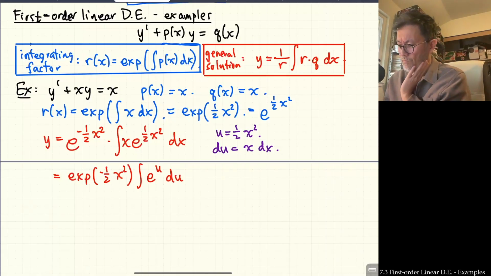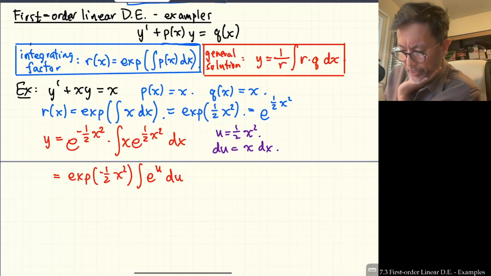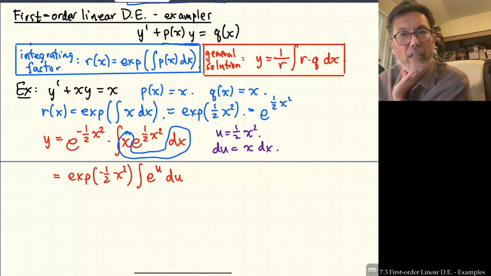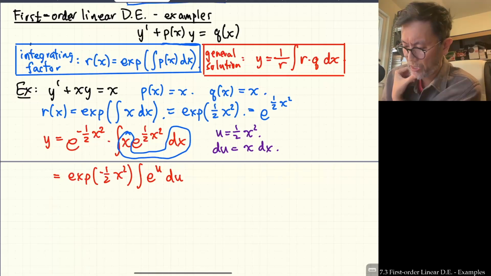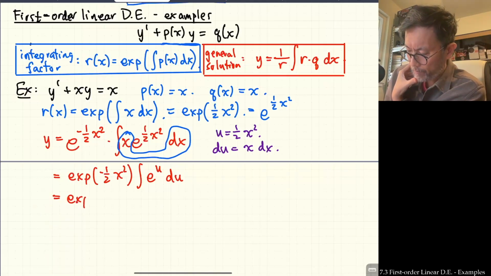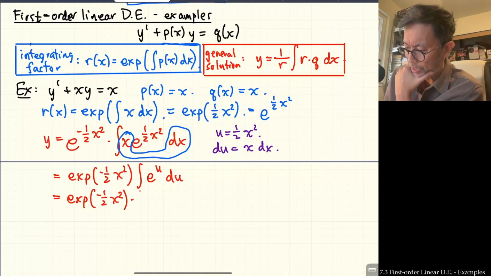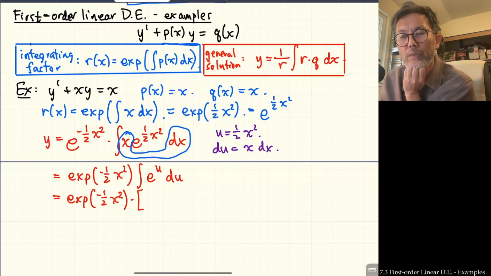Does that look right? I've got here my du, and the middle part is e to the u. Okay, so we get this. And if I continue, this part doesn't change. I don't need to do anything to it. Times, and now I'm going to open up a big old bracket.